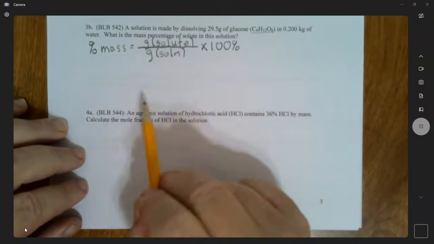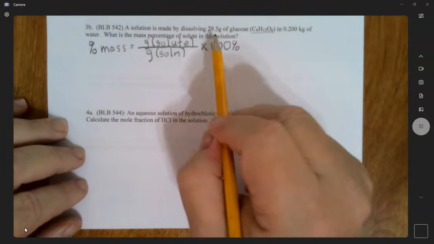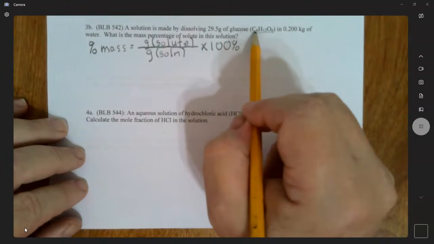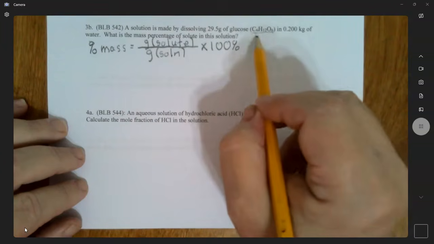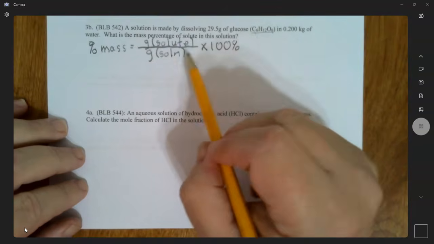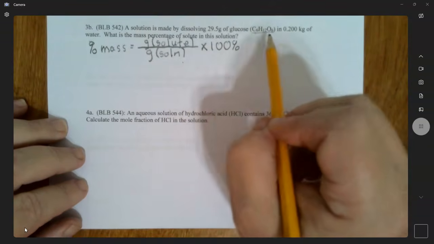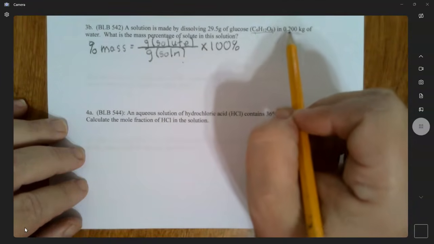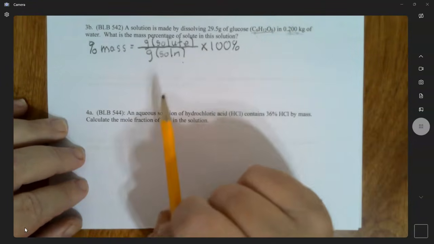Alright, so there it is. So now we need to know the grams of solute. Well, that's given to you right here. It's the glucose, okay? So it's going to be grams of glucose, and then over the grams of the solution. So you have 0.2 kilograms of water, and the solution is the water plus the glucose, okay?